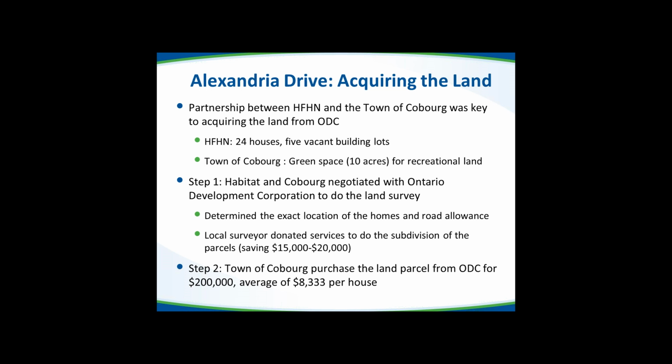We were really lucky in that a local surveyor stepped up at the time and donated his services to the subdivision of the parcels, and this probably saved us about $15,000 to $20,000. And as I go through this presentation, I'm going to keep referring to some of the savings that we were able to make in doing this subdivision as a result of the different partnerships. And while sometimes they may look small individually, as you keep going, you realize it adds up very quickly and made this an affordable housing development. The second step was the town of Cobourg purchased the land parcel from the Ontario Development Corporation for $200,000, which is an average of $8,333 per house.